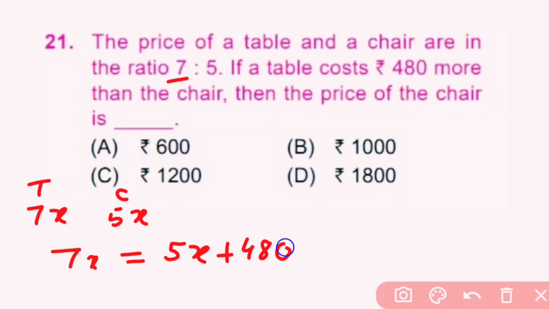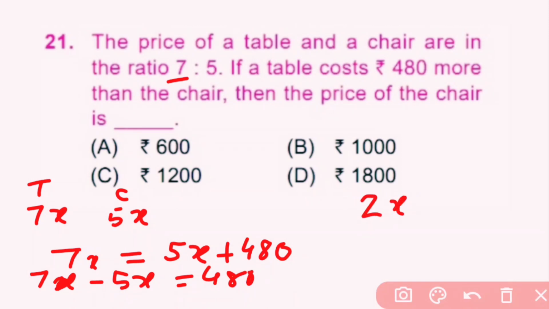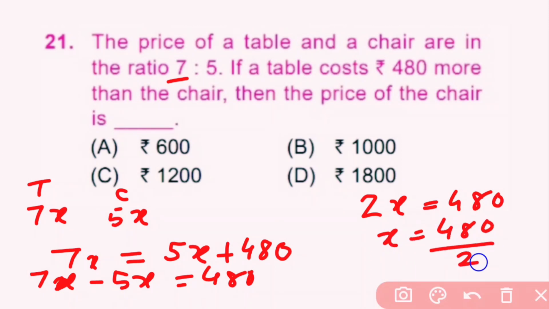So we take 5x this side, 7x minus 5x is equal to 480. 7x minus 5x is 2x is equal to 480. Then x is equal to 480 divided by 2. Here 2 ones are 2, 2 twos are 4, 2 fours are 8 and 0. x is equal to 240.